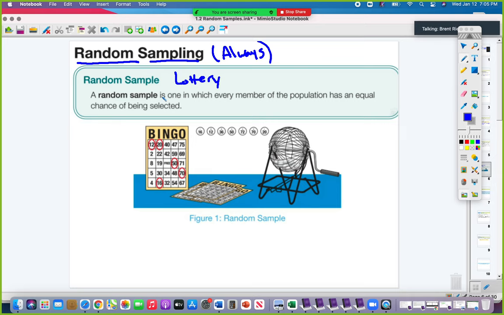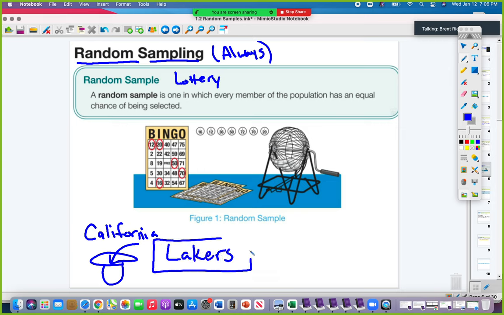The problem with a random sample is, even if I was drawing names, if I put everyone in California, 20, 30, 40 million people, all their names in a hat, and I reached into that hat, I could pull out 10 names, and those 10 names could be the Los Angeles Lakers basketball players. Is it likely to happen? No, it would be almost astronomically impossible. If there's 40 million names in the hat and you pull out Anthony Davis, LeBron James, Russell Westbrook, and you get like 10 of the Lakers, then there's a problem.